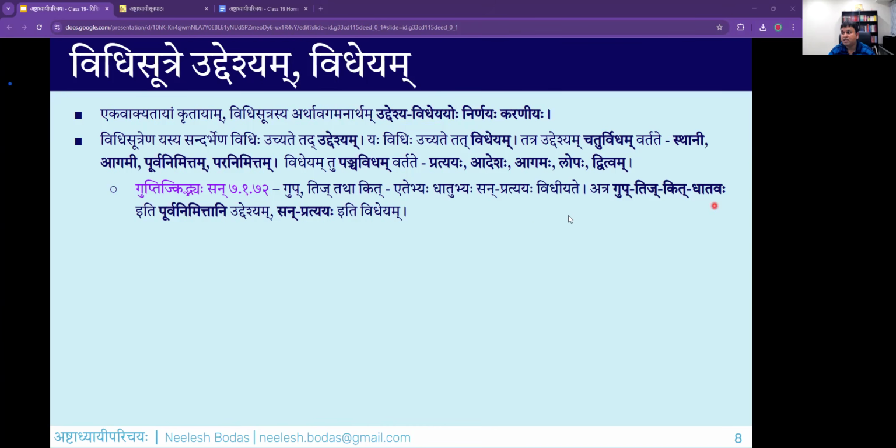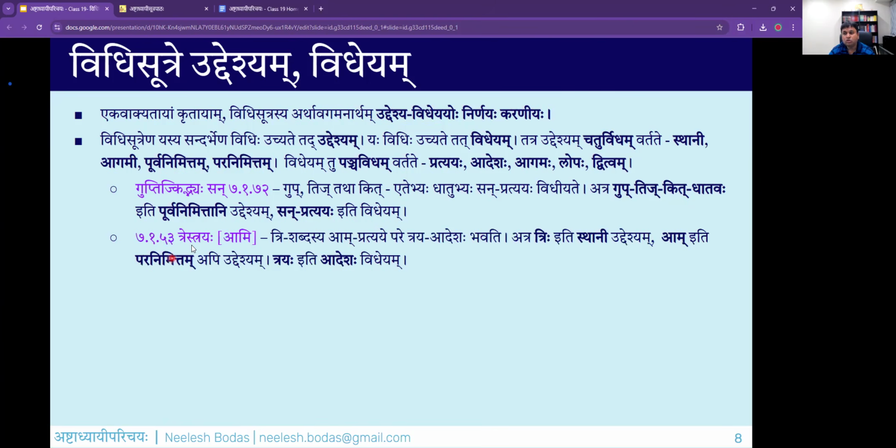So guptij kidhyas san ityatra gupa tija kita iti dhatavaha, these are all purva nimitta, because after that san pratyaya is going to sit. San is the vidheya. So that's an example of a vidheya, which is a pratyaya, and that's an example of an uddesha, which is a purva nimitta.